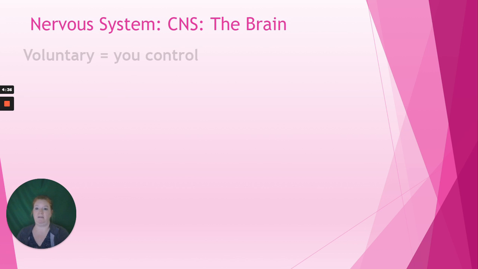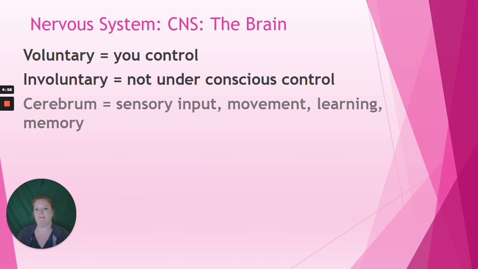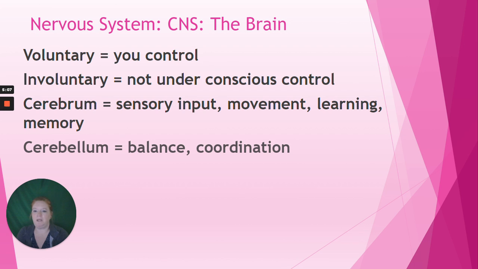So the brain has voluntary actions that you control. You decide, I'm moving my hands right now, okay? And I'm blinking, all right? Involuntary, not under conscious control, meaning if somebody throws something at me, I don't control that I blink. It just happens. So the parts of the brain that you should know, the cerebrum, the largest part of your brain, most of your brain up here. It controls sensory input, movement, learning, and memory.